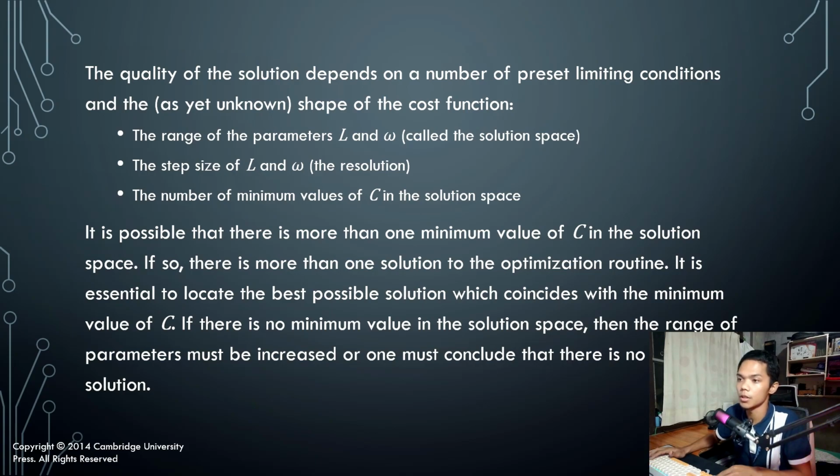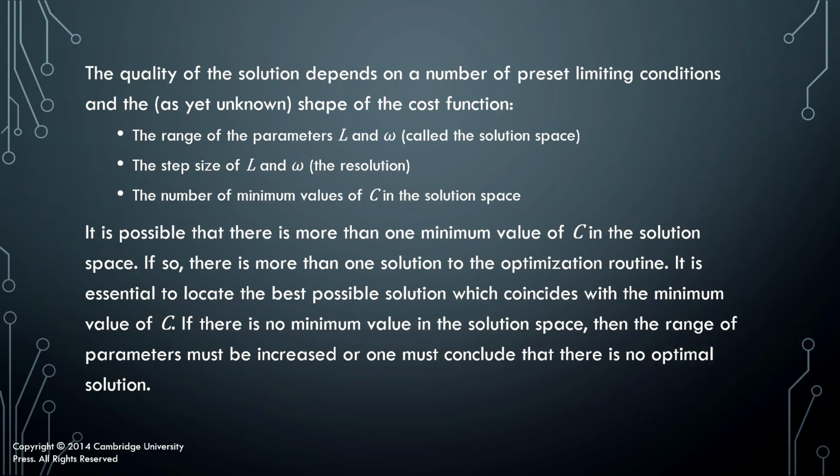It is possible that there is more than one minimum value of C in the solution space. If so, there is more than one solution to the optimization routine. It is essential to locate the best possible solution, which coincides with the minimum value of C. If there is no minimum value in the solution space, then the range of parameters must be increased, or one must conclude that there is no optimal position or solution.